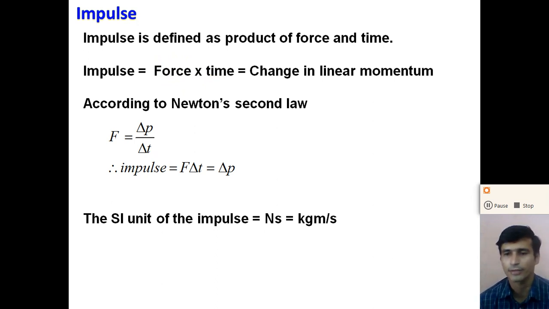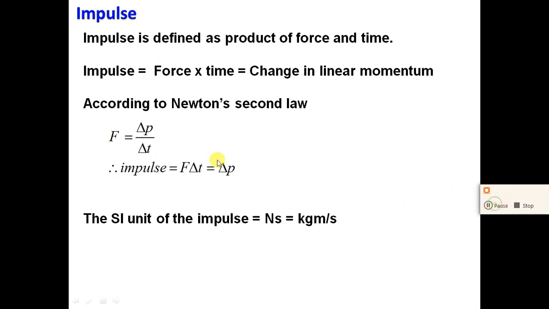So from that you can easily derive the dimensional formula of the impulse also, right? So derive the dimensional formula of the impulse. What do we get as the dimensional formula of the impulse? So here the dimensional formula of the impulse is M^1 L^1 T^-1. Now according to Newton's second law of motion, F is equal to delta p by delta t.